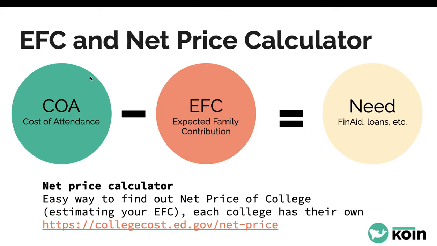So for example, let's say a school is 45K and you're expected to contribute 25K. That means that there's 20K of the cost of attendance that you cannot cover with your family, and that's where need would come in. That would be where you would receive federal financial aid or university-based aid, and if that doesn't happen, then taking out student loans, work study, scholarships, etc. So this is the basic formula that all colleges are going to use in order to figure out how much financial aid you are eligible for.